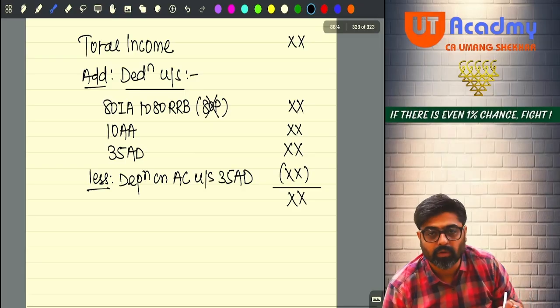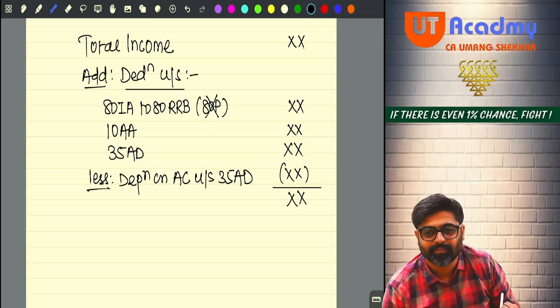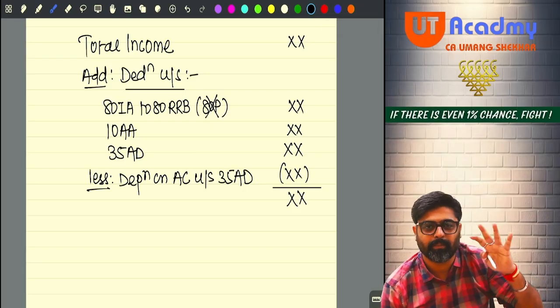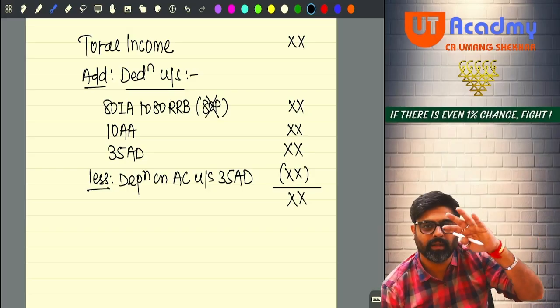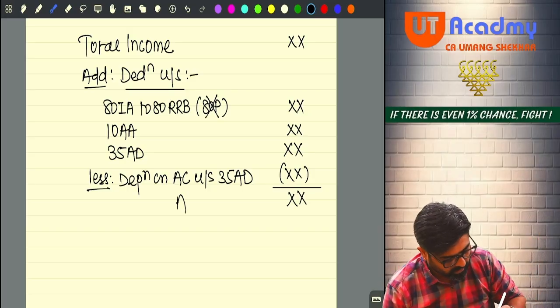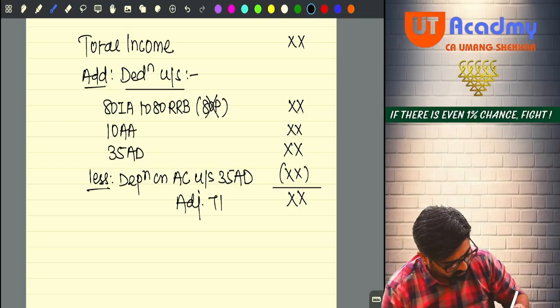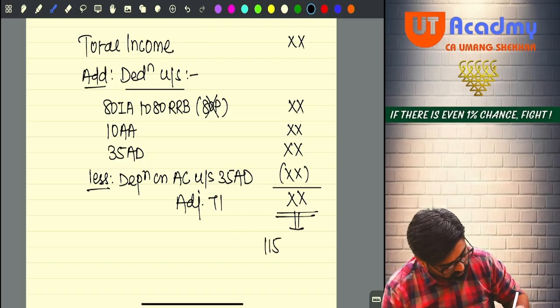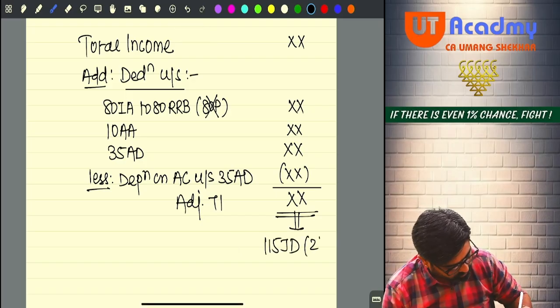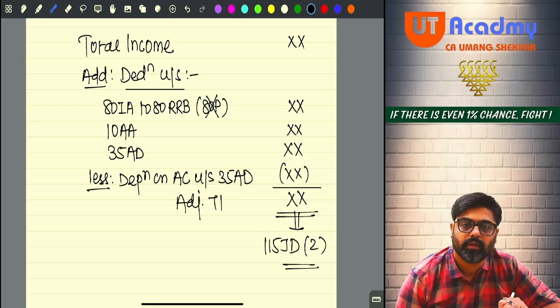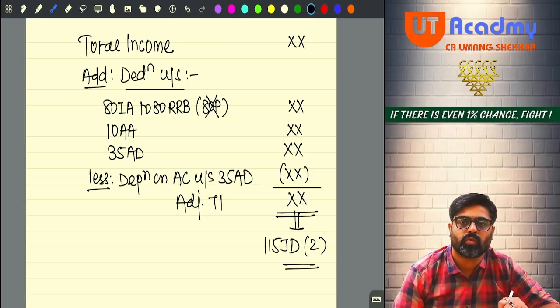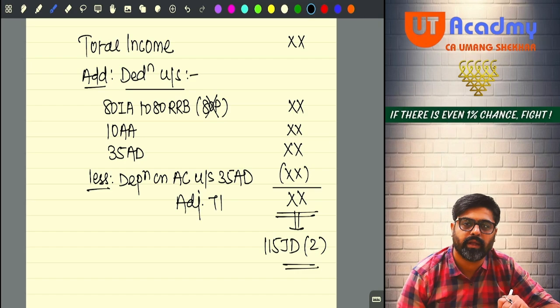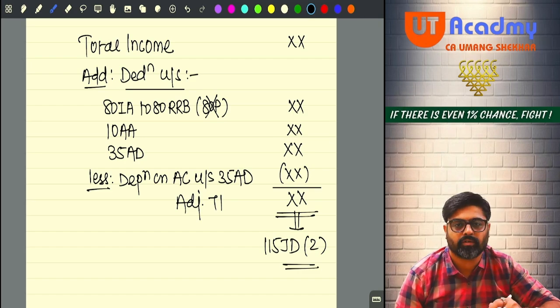Have you adjusted your total income? This is nothing but the adjustment happening in your total income. So after doing these adjustments, whatever amount will be there, that will be your adjusted total income. This you have to calculate. This is given under section 115JD subsection 2. Subsection 2 says how to calculate your adjusted total income. Okay, sir.